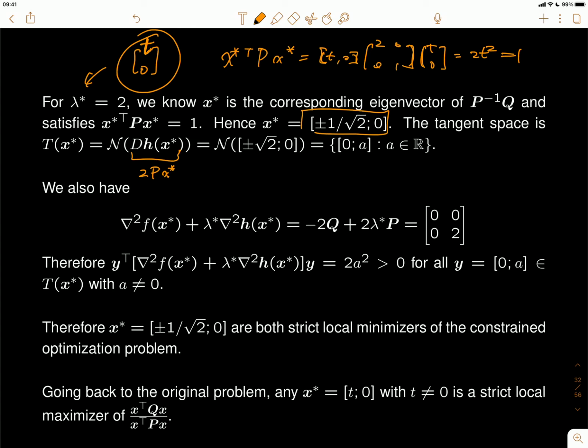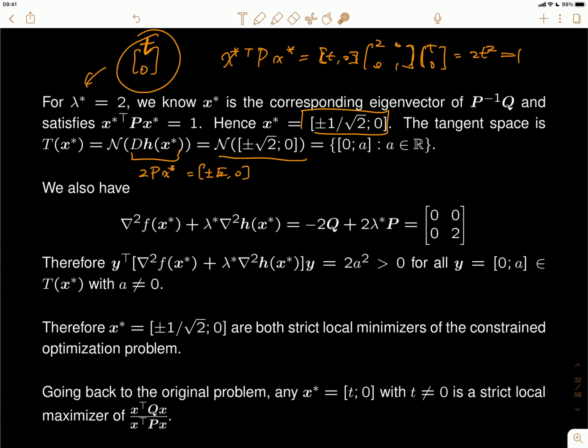And x star is like this. So 2P x star is just plus or minus root 2, 0. And let's look at the null space of this. The null space is 0 and any vector with the first component 0 and second component arbitrary. Because when I multiply a vector like that, say I multiply this by 0, a, then I always get 0. It doesn't matter what a is. So that's why the null space is this. This is the null space of the Jacobian, which is also the tangent space at x star. Okay, now let's check the second order necessary condition.